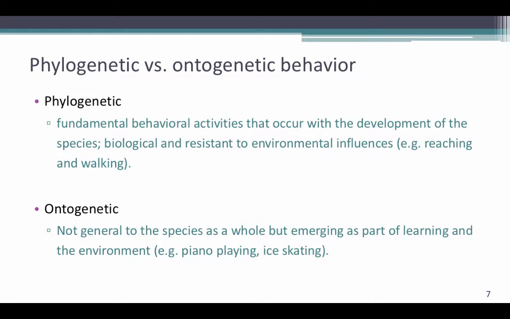There are 2 primary categories of motor behavior that we see throughout the process of development, and they are phylogenetic and ontogenetic behaviors. Phylogenetic behaviors are those that occur with the development of the species and are considered resistant to environmental influences. Examples of this include reaching and walking. Ontogenetic behaviors are not general to the species as a whole, but emerge as part of learning and the environment. These include skills such as piano playing or ice skating or other motor skills that are learned.